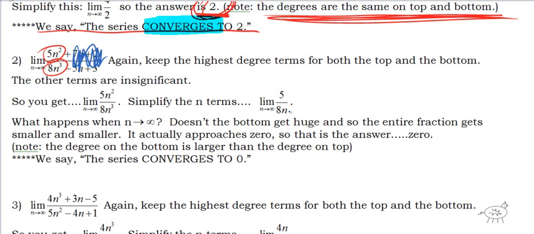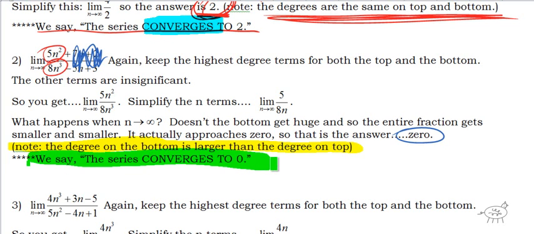Now just think logically. As n goes to infinity, it's like 5 over 8 billion, 5 over 8 trillion, doesn't it get smaller and smaller and smaller? And doesn't it approach 0? And that's what the answer is. This gets closer and closer and closer to 0, because the bottom's getting huge. Okay? And I said note here that the degree on the bottom is larger than the degree on the top. I kind of pointed that out. So if it's bigger on the bottom, that means the bottom's getting bigger, faster, and that's why it's going to 0. So this one, we say converges to 0.